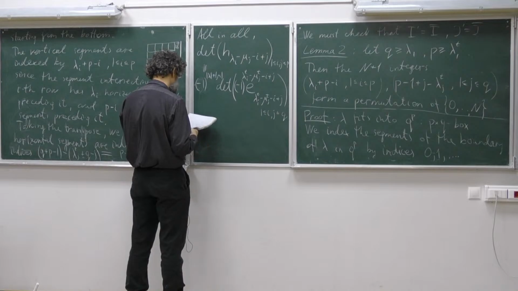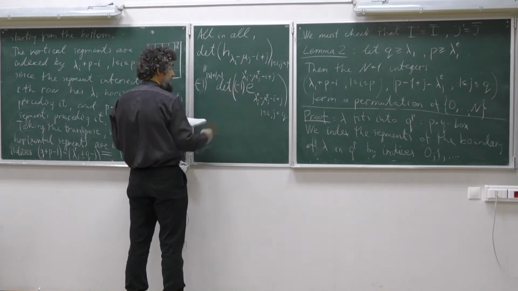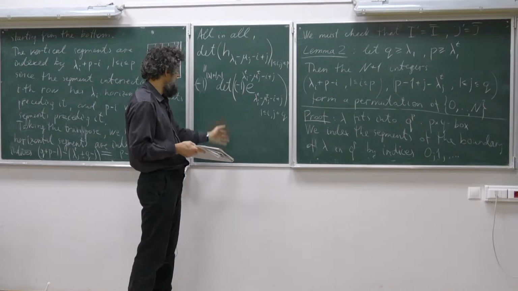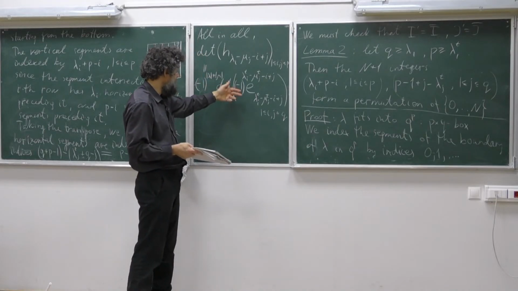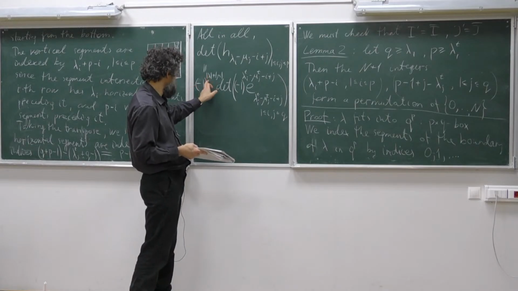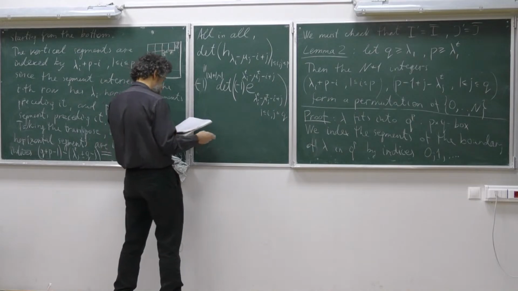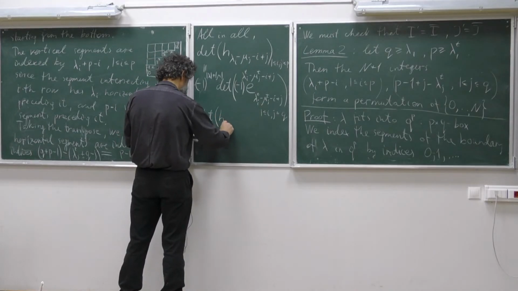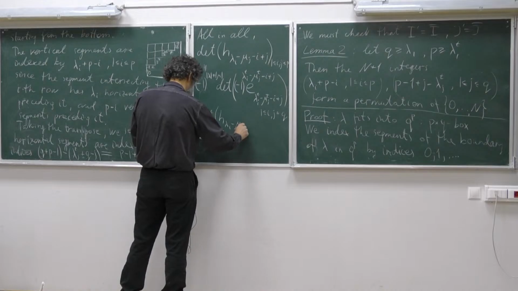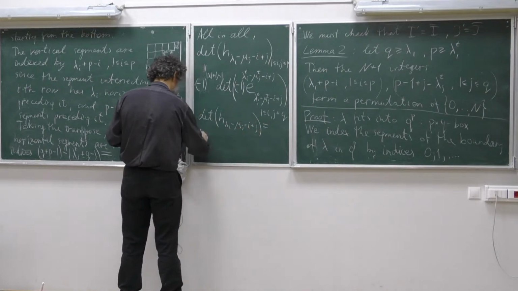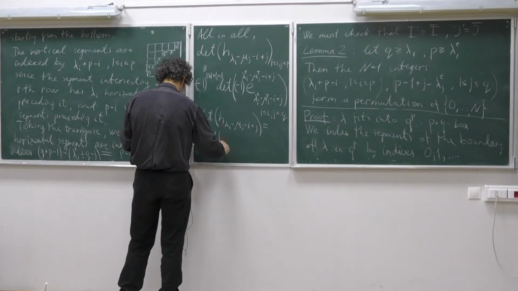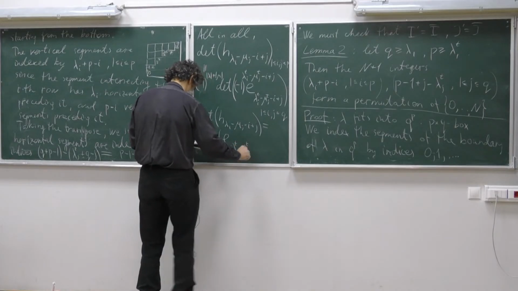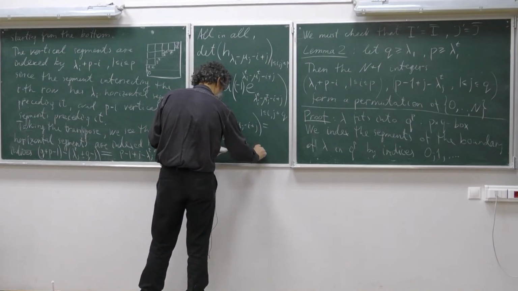And now the signs here are just products of certain signs for columns and for rows, so you can extract them, and after this they will cancel out that sign, and we will have that the determinant of h_{λ_i − μ_j − i + j} is equal to the determinant of e_{λ_i' − λ_j' − i + j}.